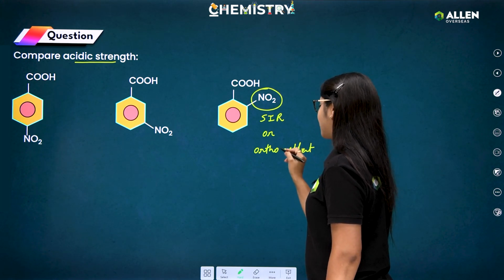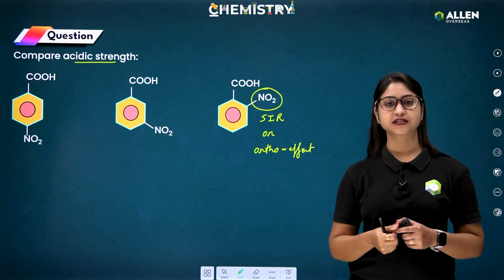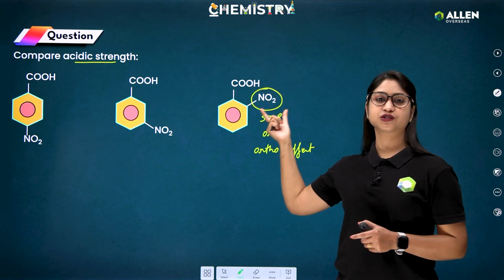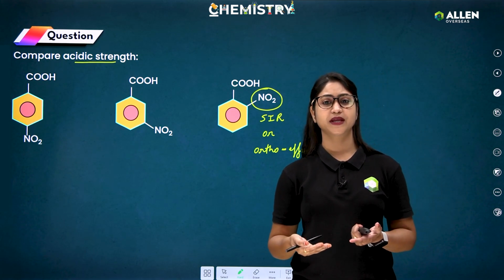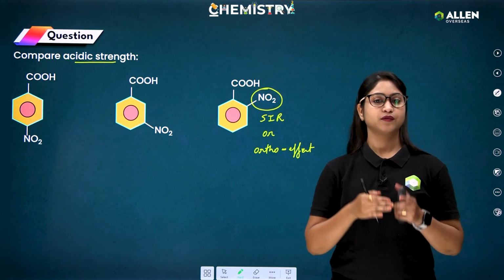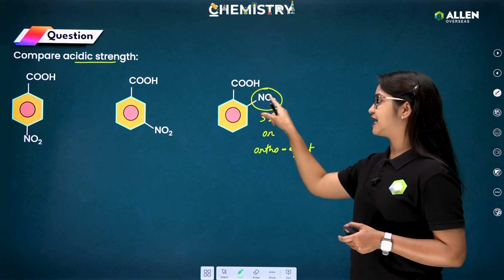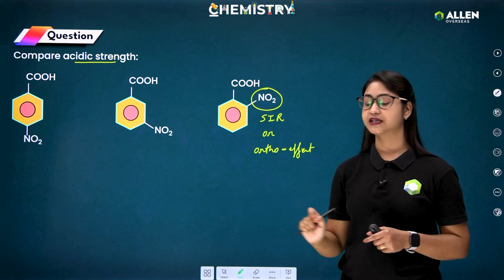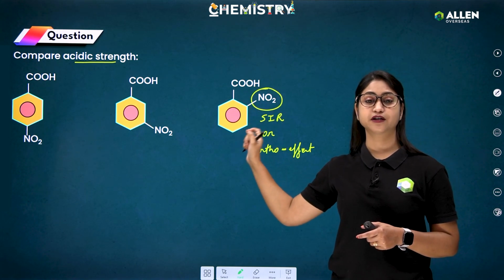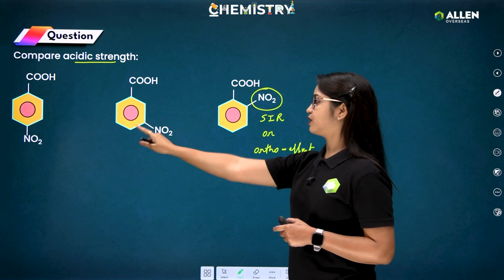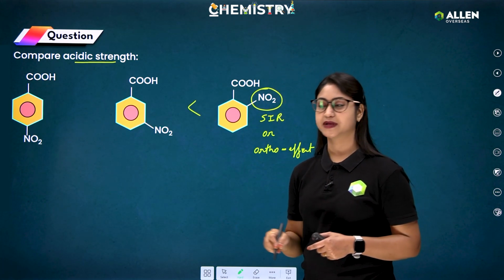Now look, there is one point that you have to remember. When we are talking about this ortho effect or SIR effect, the nature of this group doesn't matter here, like whether it is showing positive mesomeric effect or negative mesomeric effect. That doesn't matter, okay? If you have any bulky group present at the ortho position, it will show SIR effect, and due to SIR effect, the acidic strength of benzoic acid will increase. Okay, so in all these three, due to SIR, the third one will have the maximum acidic strength.